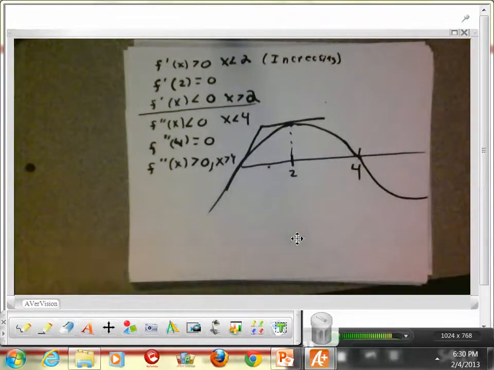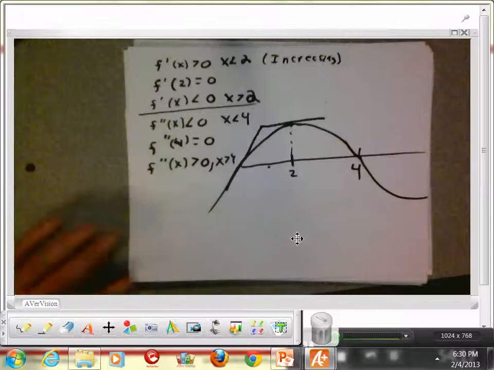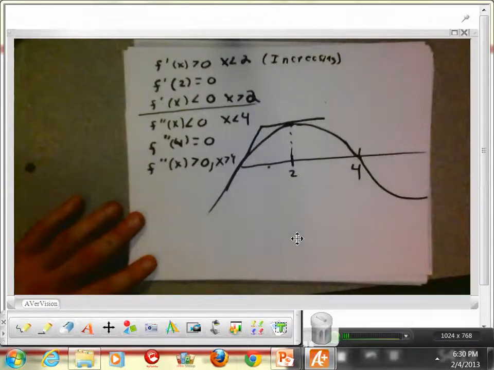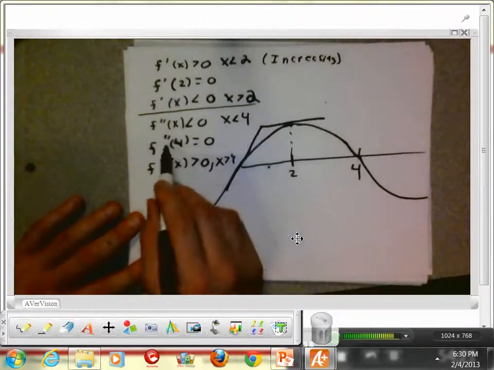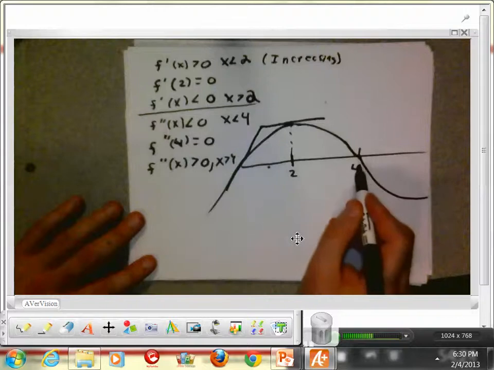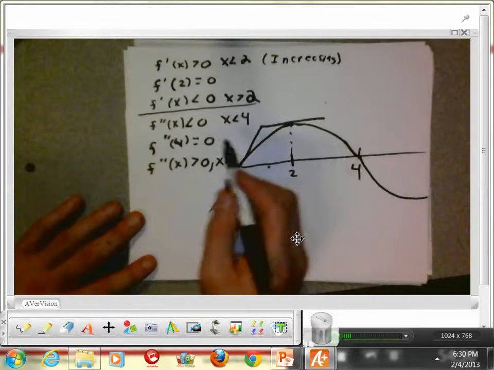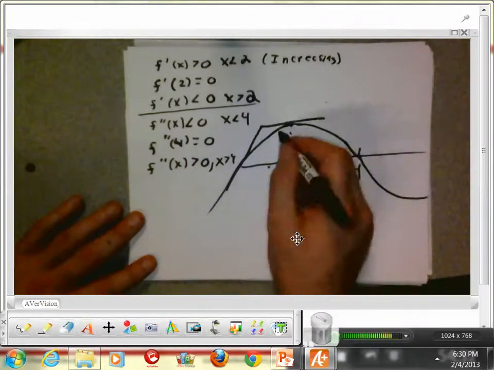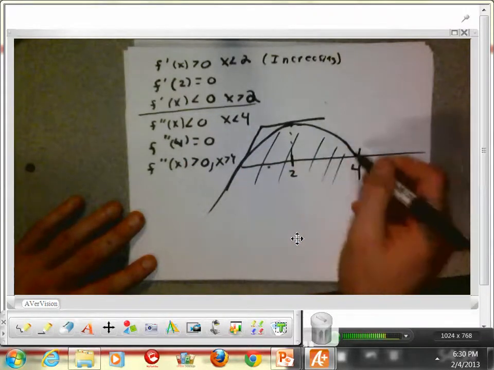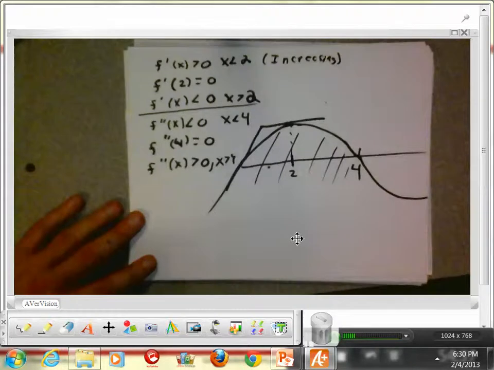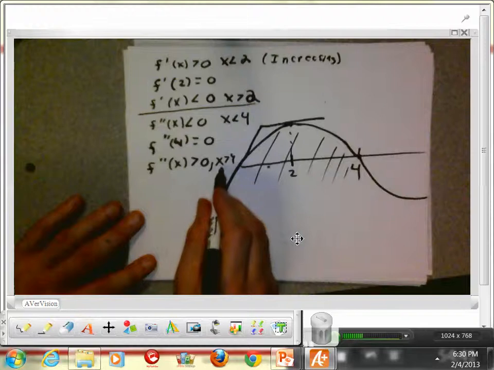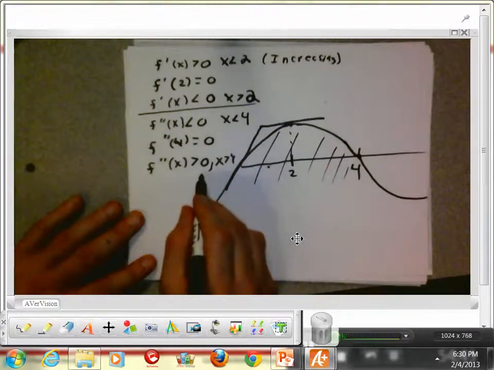Let's check if we have the concavity right. For the concavity, if we're less than 4, are we concave up or concave down? Down, right? So if we're less than 4, we have the concavity right. We should still be decreasing, and we are. Now, 4 turns out to be an inflection point, because if we're greater than 4, are we concave up or concave down?